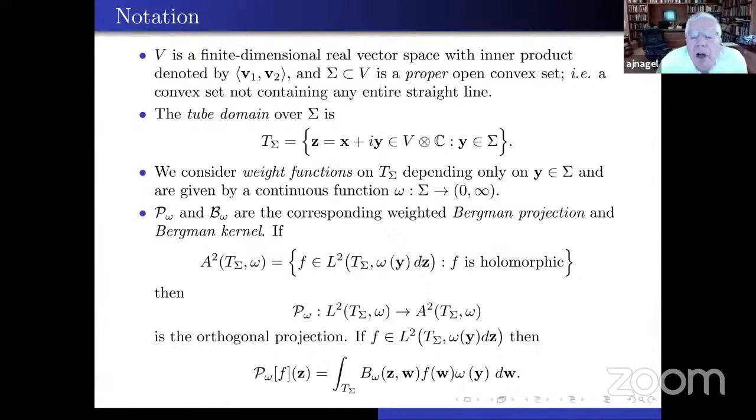I want to consider certain weighted spaces as well. So I'm going to consider weight functions on the tube, but I want them to depend only on this imaginary part y. So the weight functions will be given by some function that's really defined only on sigma. And then P omega and B omega are going to be the Bergman projection and Bergman kernel. I don't think this needs much explanation. A2 is the Bergman space, and then the projection is the orthogonal projection. And the Bergman kernel allows us to say explicitly what the Bergman projection does.